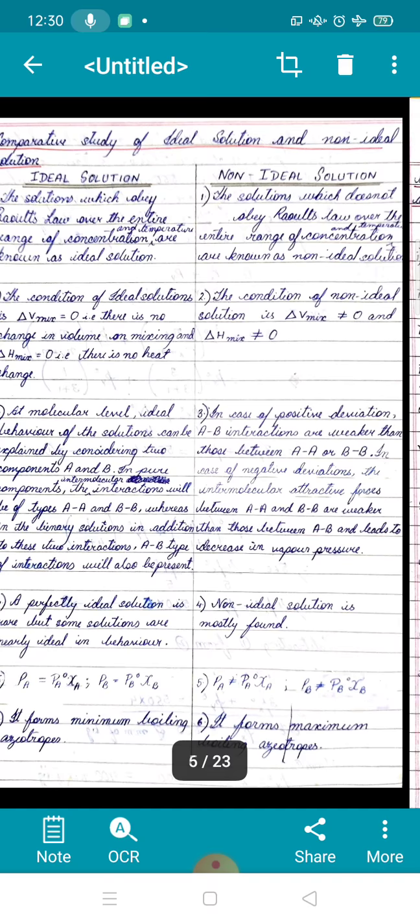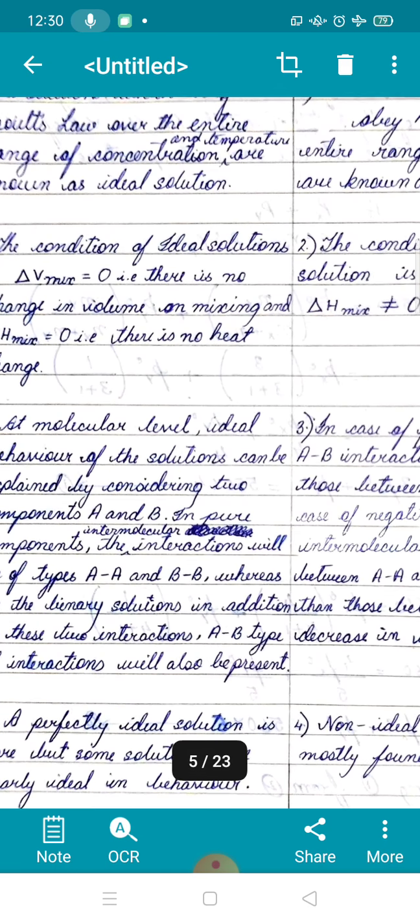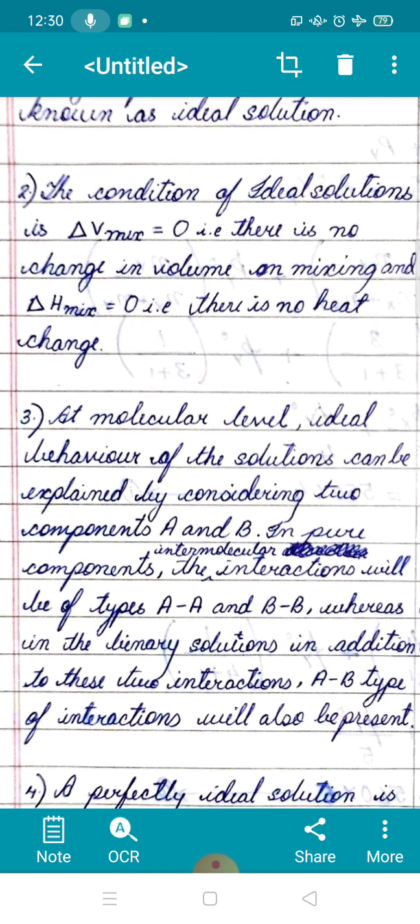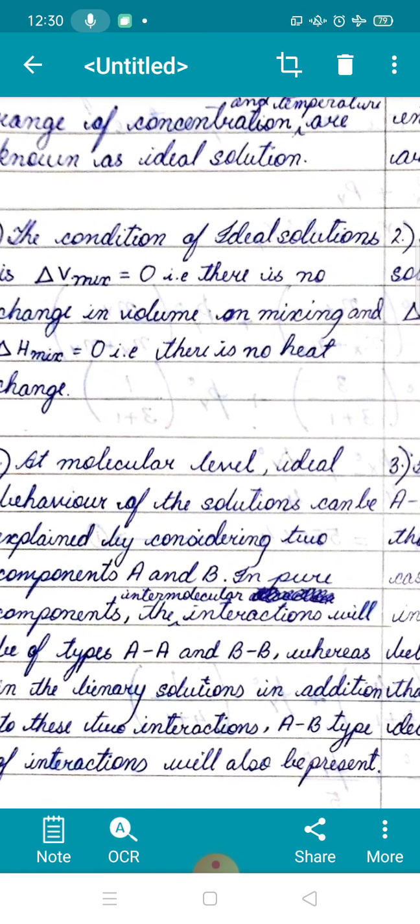Yeah. You can see here it's written for ideal solution delta H mix is 0. What does delta H mix is 0 mean? There is no heat change. That means the solution is neither becoming hot nor becoming colder than the original components A and B.